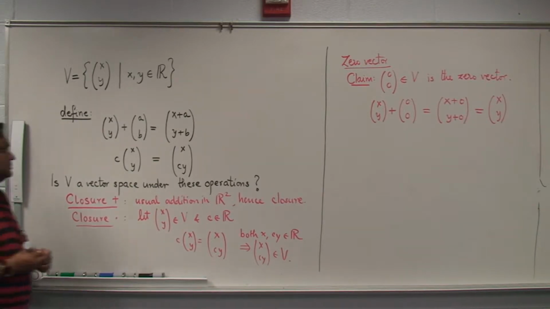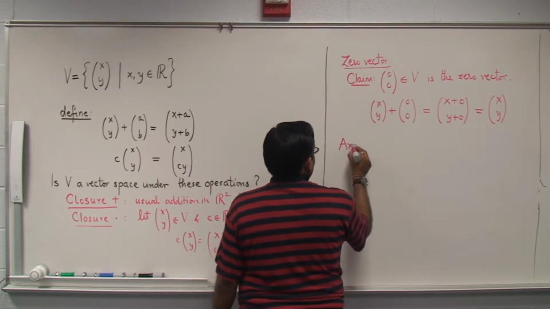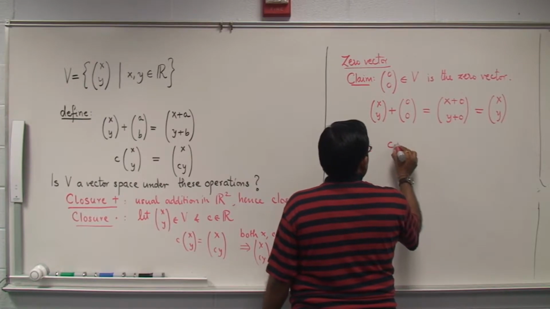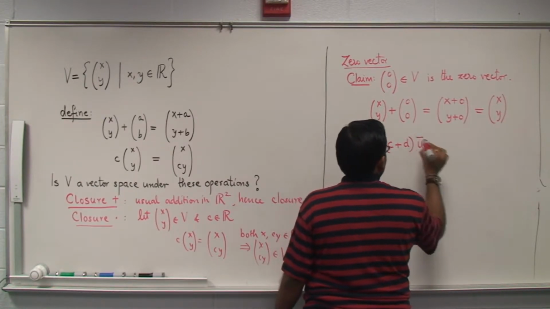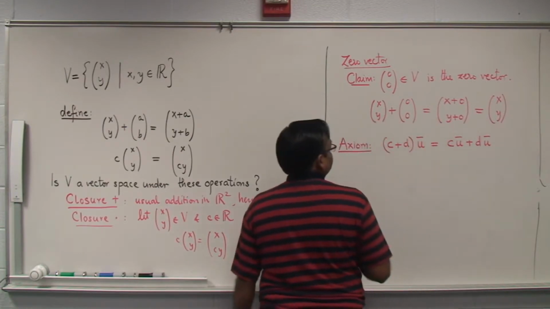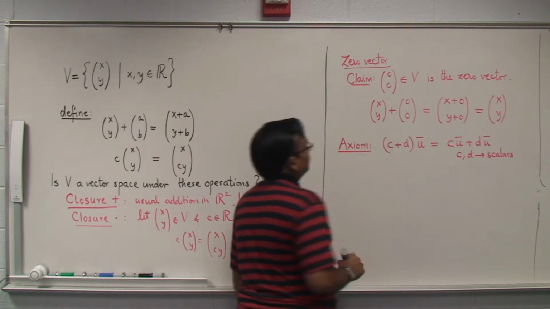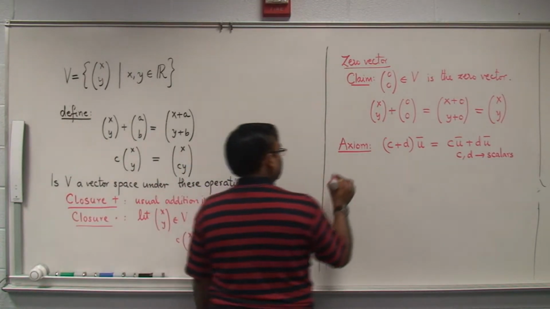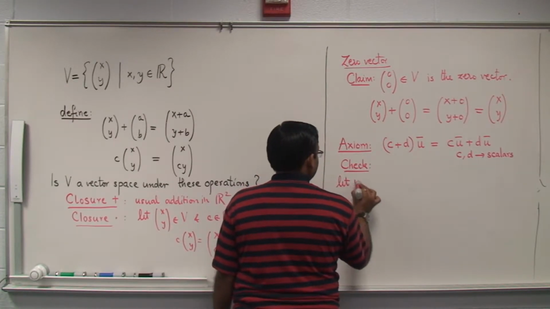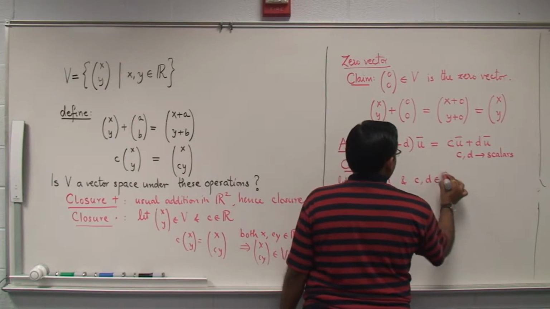So let me try to pick this axiom about the distributive law. Remember, we had one of the axioms that (c + d) times u must be c times u plus d times u, where c and d are scalars. Question is, will this be true here also? So we'll do a check and see. So first, let us have our vector u, and let us have our two scalars.